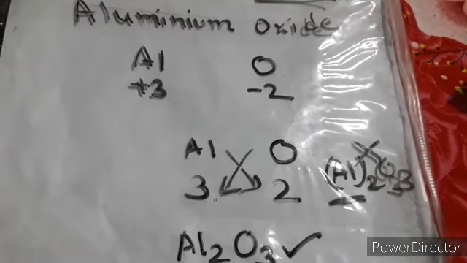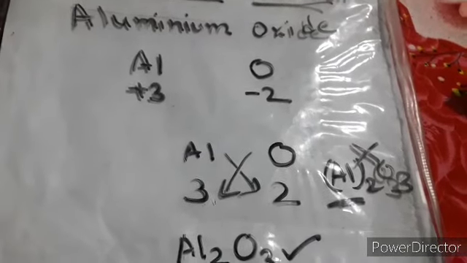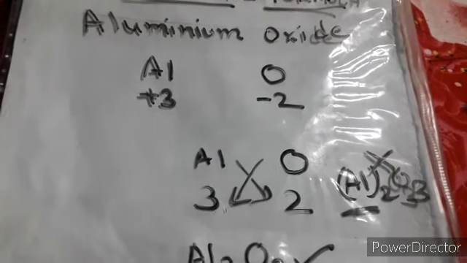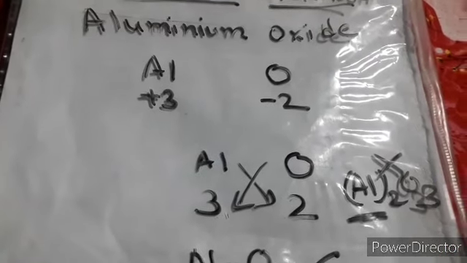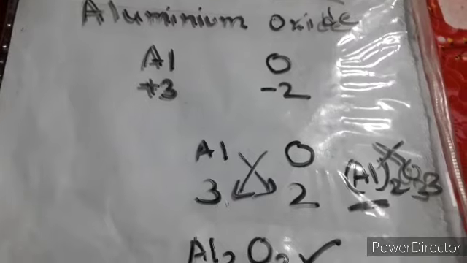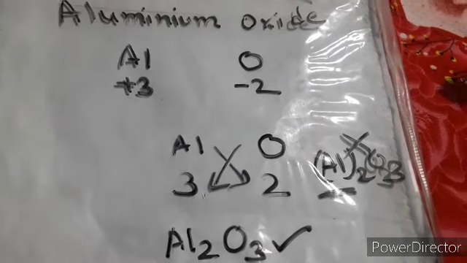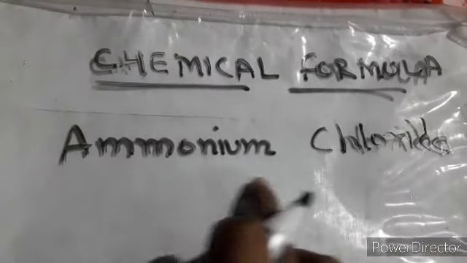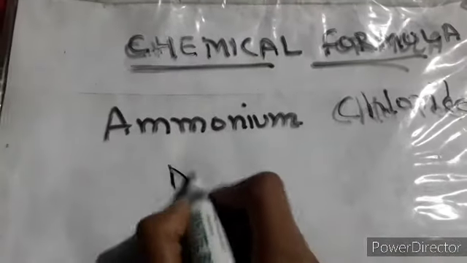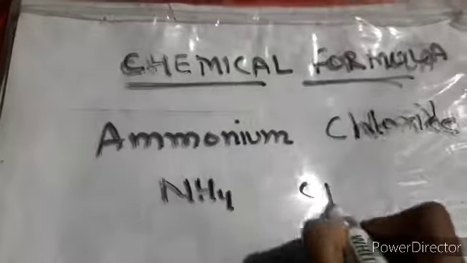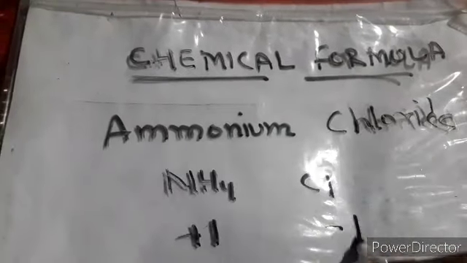We'll focus on other examples also when we are using radicals. That is very important, either positive radicals or negative radicals. We have to see that case also, so we'll see both the cases. Now I have taken the positive radical ammonium chloride. So again we have the symbol NH4 over here, Cl. It consists of +1, it contains -1.